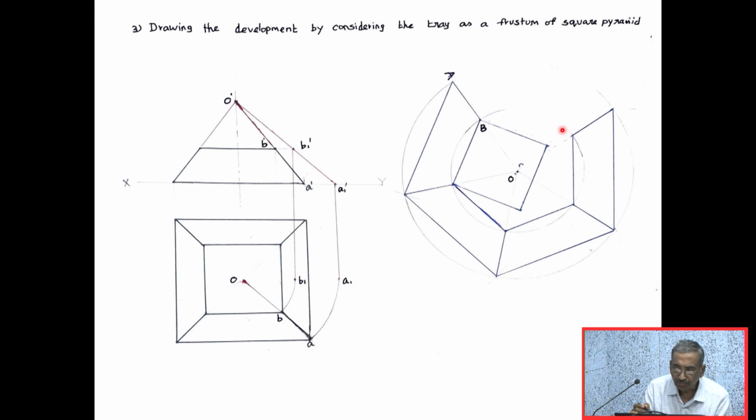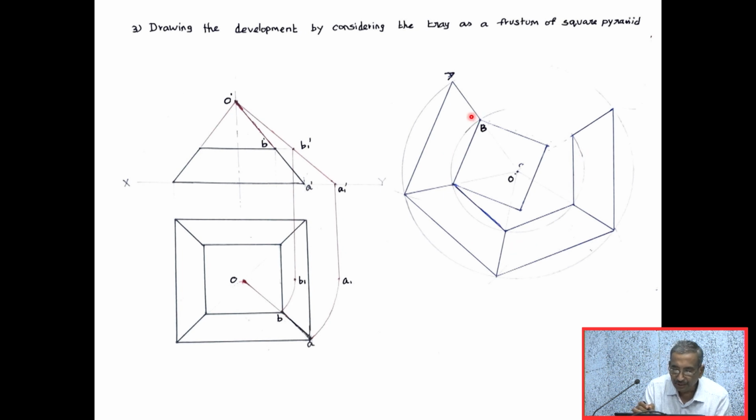Then I can take any point in the outer arc. Let us call the point as A. I will be cutting the outer arc with the radius of 70 mm. I will be getting the point here. Another arc with the same radius of 70 mm. I will be getting the point here. Likewise, I will be getting the 4 slant faces.